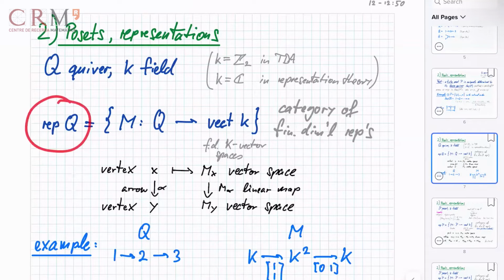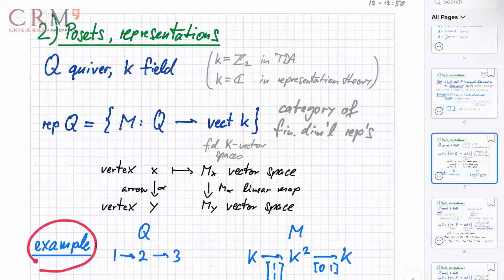And by rep Q, I denote the total collection of all representations possible of the given quiver Q. If you like, you can call this the category of representations. They are finite dimensional representations because I restrict myself here to finite dimensional vector spaces, because the homology spaces that we're going to compute will all be finite dimensional if we come from a finite set of data. Okay, so this is the notion of representation of a quiver.